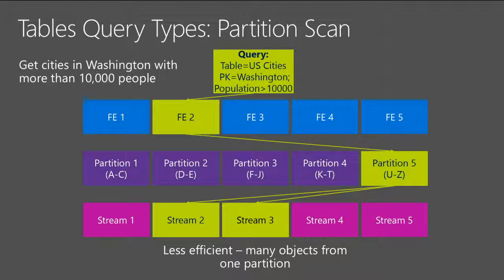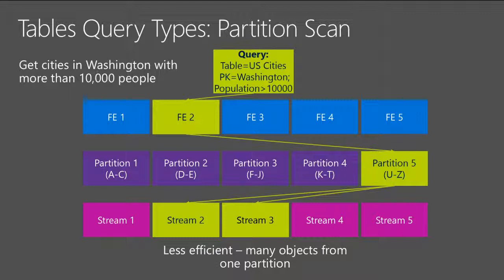This one's a little less efficient. This one we've said, I want cities in Washington, but I don't want a specific city. I want all the cities that are bigger than 10,000 people. When I do that, then we're back into talking about partition scans like we had before. Still one partition server because we specified a partition key equals Washington. But in this case, we've got no row key. There's no specific object defined here. And so because of that, we're going to have to go across multiple stream servers. Involve stream server 2, stream server 3.